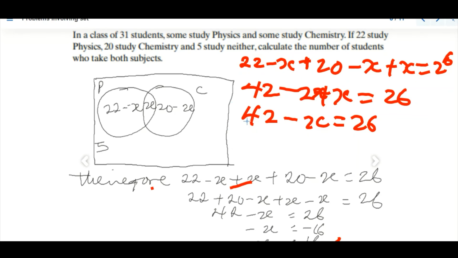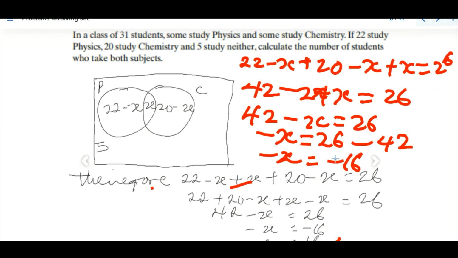So now we collect the like terms by bringing 42 to the other side. We have X equals to, remember I've told us that the sign must change. So this changes to minus 42, so it's going to be minus X equals minus 16. We can't leave it this way because we actually need X, the number of students that study both subjects, and not a negative value. So we cancel the negatives. Our X is now going to be 16.